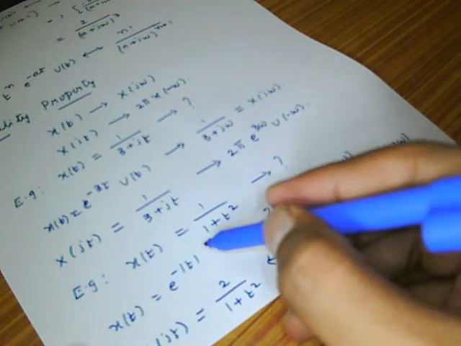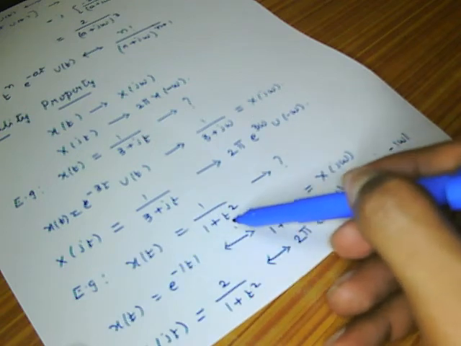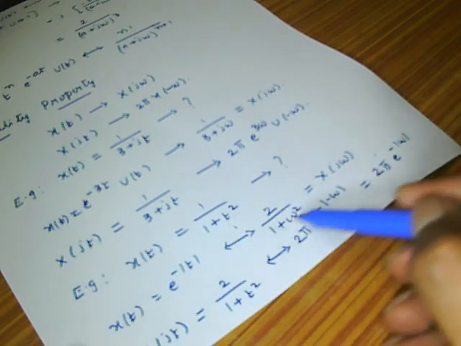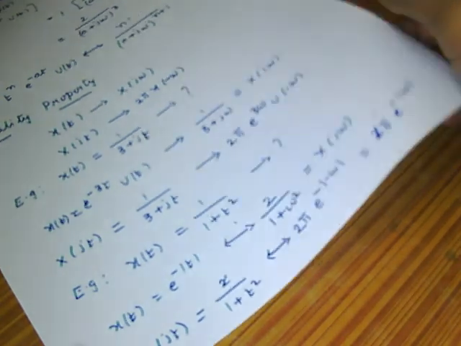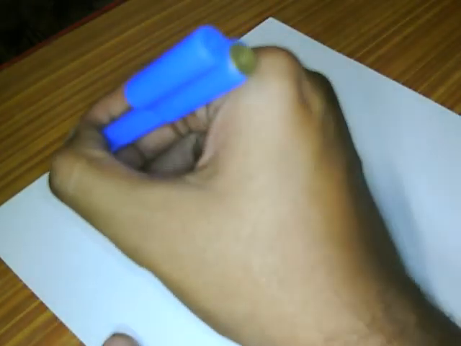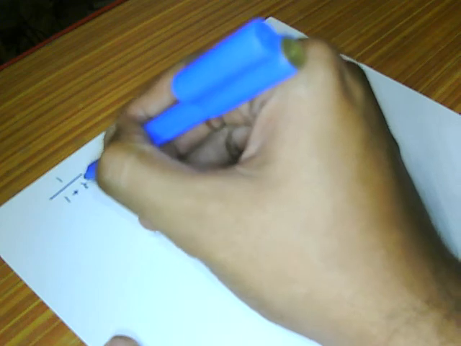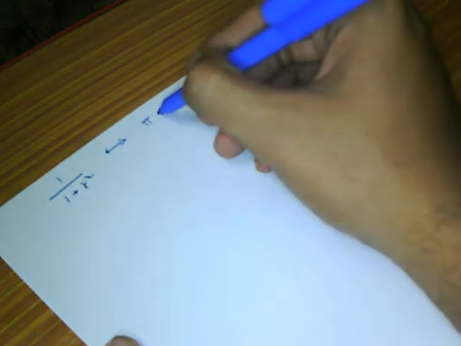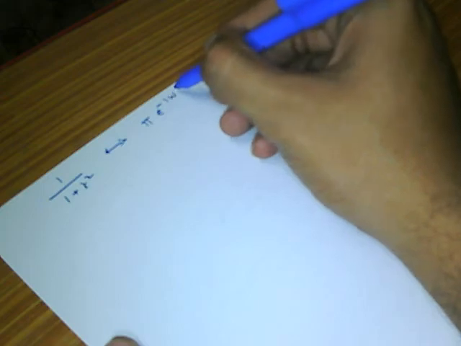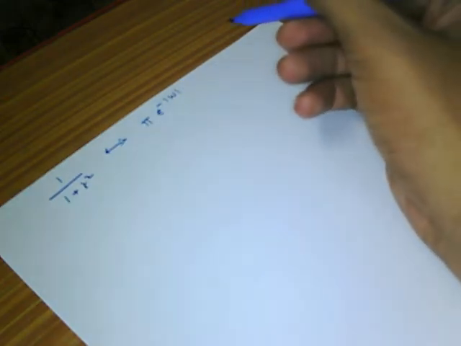So if you want the Fourier transform of 1 by 1 plus t square, what happens? You multiply throughout with 1 by 2 or cancel out 2. So finally what do we get? We get 1 by 1 plus t square will have pi into e power minus mod omega as the Fourier transform.